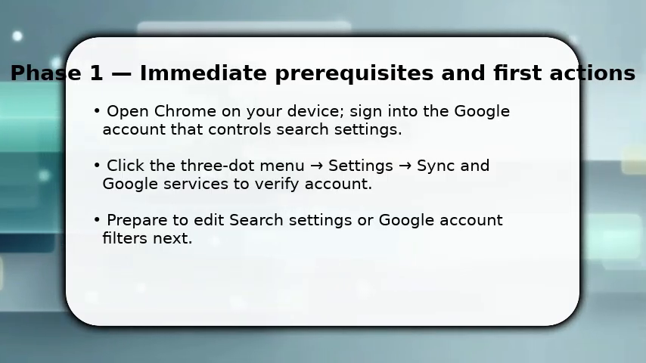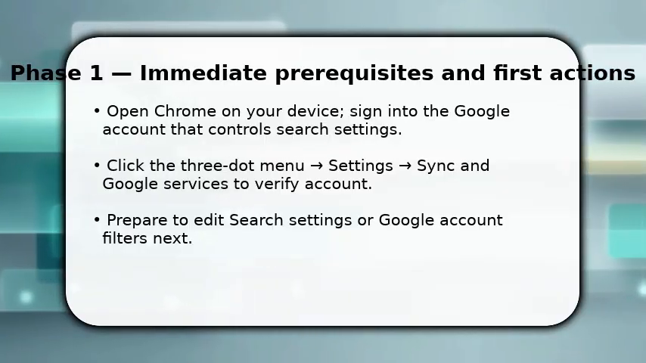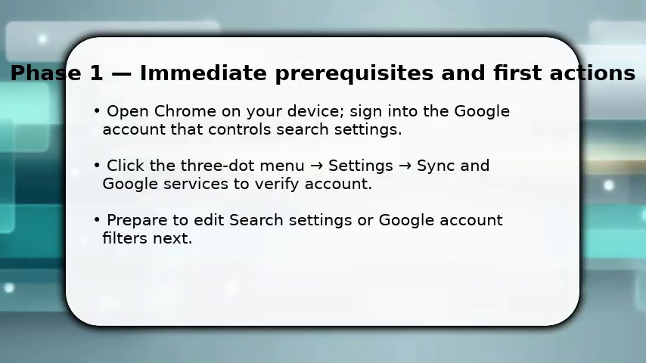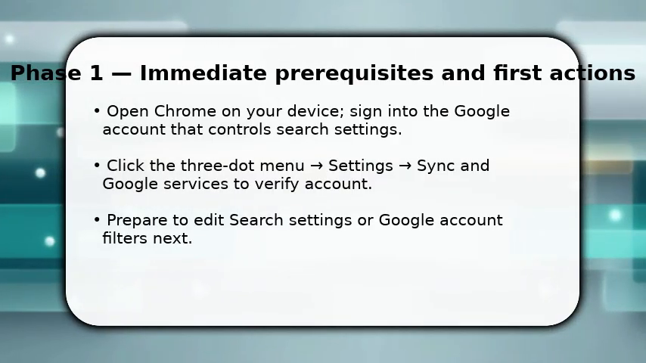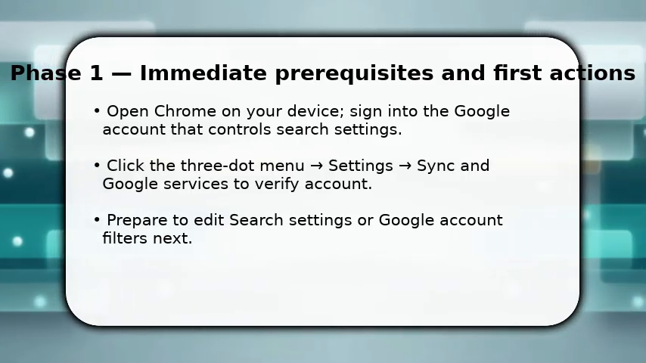Once done, select Sync and Google Services so you can confirm the active account and whether Google search filters are governed by account-level settings. Make sure to proceed now to the Google search settings. That is where Safesearch lives and will be toggled off.